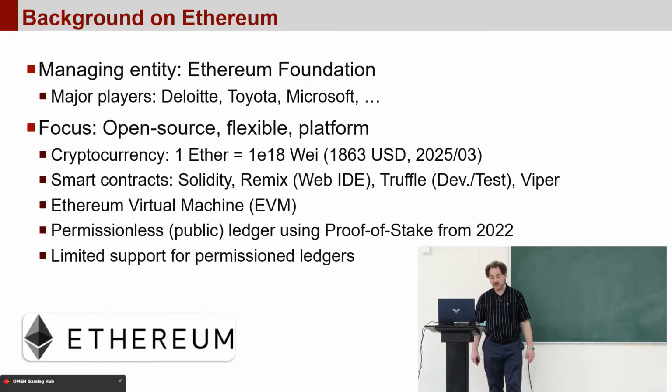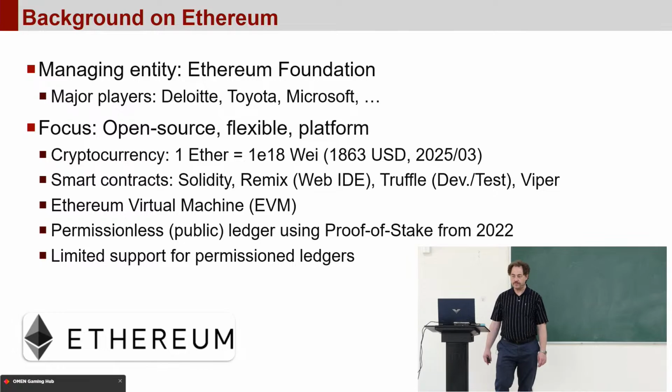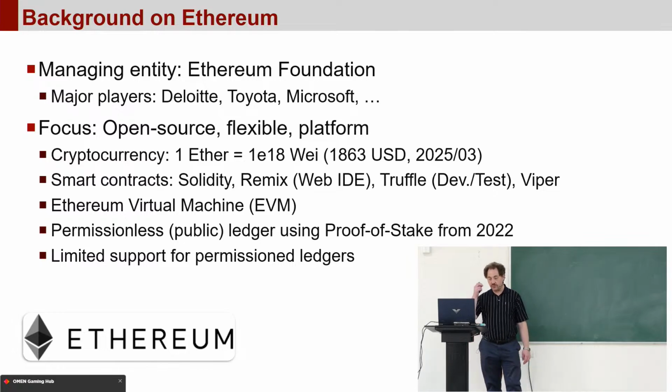The cryptocurrency it's using is Ether. 1 Ether is equal to 10 to the 18th Wei. So Wei is a much smaller division of the Ether cryptocurrency. As of now, 1 Ether is equal to approximately 1863 US dollars. But of course it varies over time.